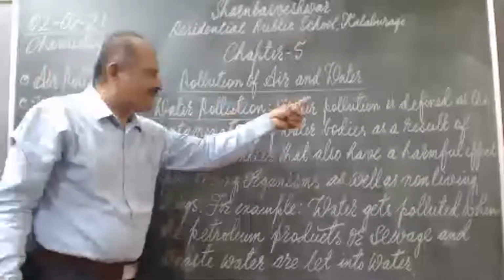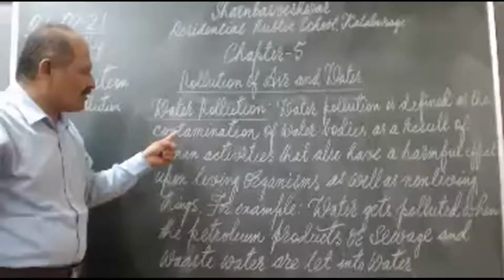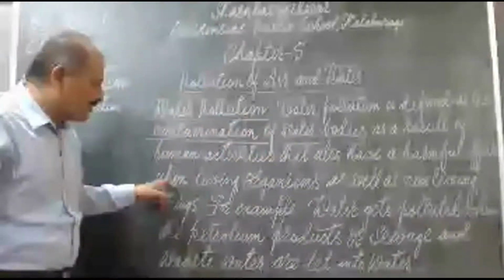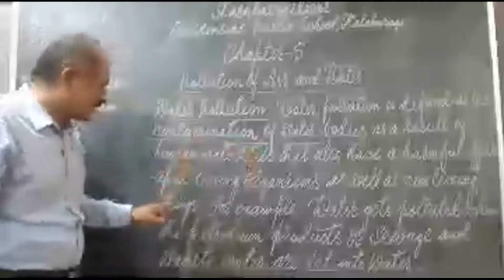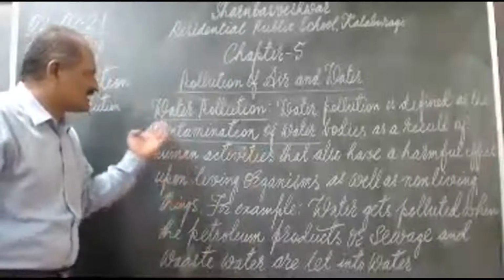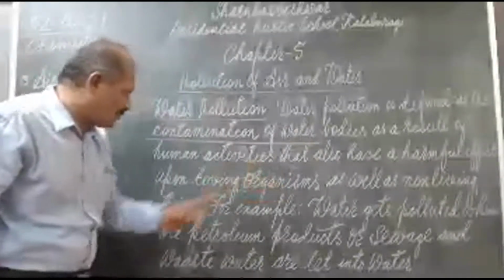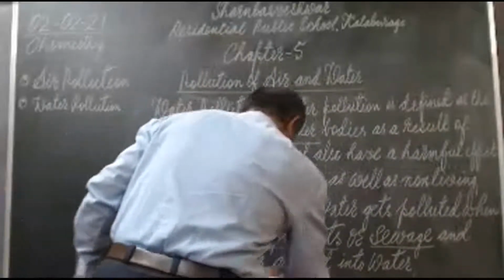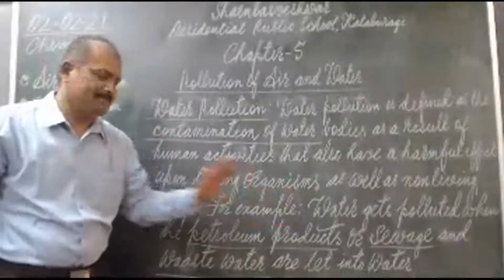Water pollution is defined as the contamination of water. Please underline: the contamination of water bodies as a result of human activities that also have a harmful effect upon living organisms as well as non-living things. And which are the substances that contaminate water? Water gets polluted when the petroleum products or sewage and wastewater are let into water.